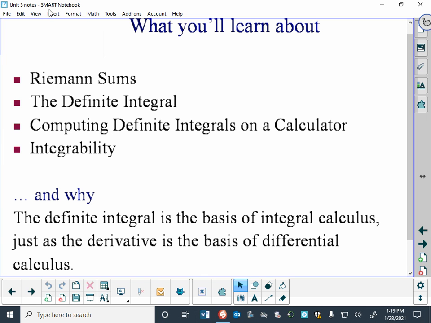All right, let's take a look at Chapter 5, Lesson 2. We'll probably split this into a couple of videos. They get a little bit long. So this first part, we're actually going to address everything that we see on here: Riemann sums, the idea of a definite integral, what that is, how to use a calculator to approximate the value of a definite integral, and what is meant by integrability.